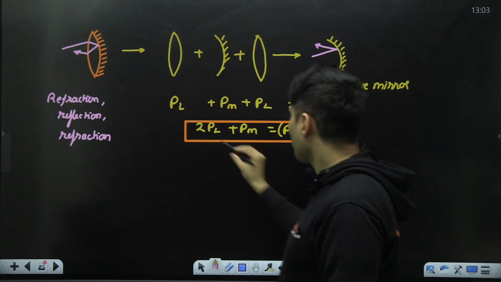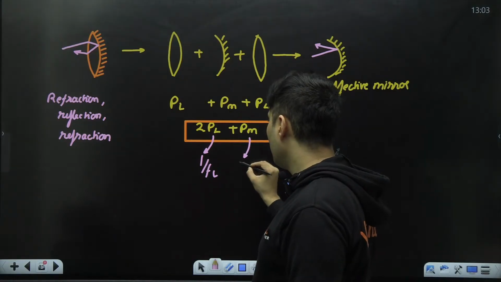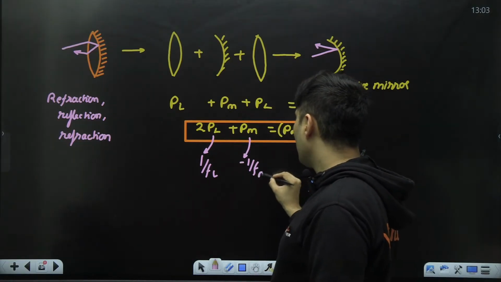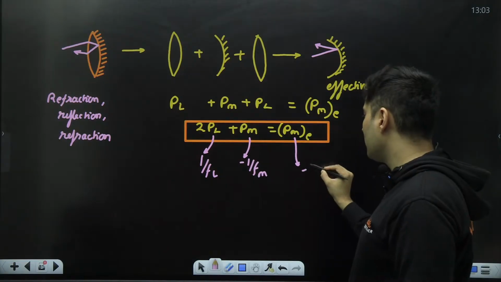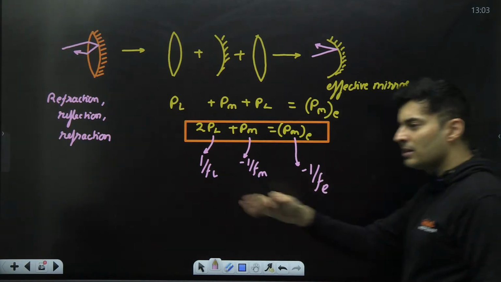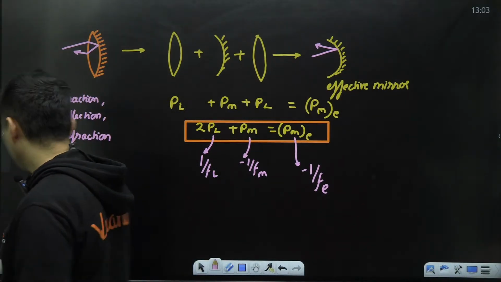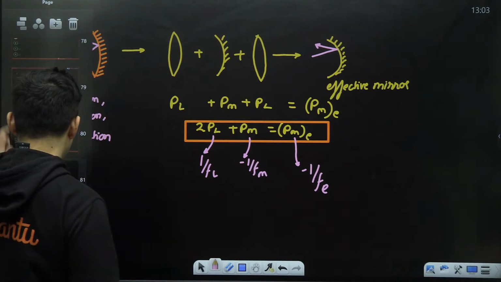Like for example, the power of a lens formula is 1 by f. The power of a mirror formula is negative 1 by f. Effective mirror is 1 by f again, but this is effective. So substituting this, you will be able to solve it. We will solve questions, that will be better then.